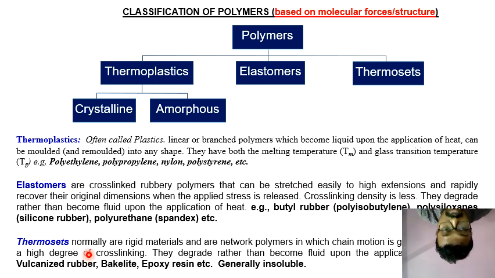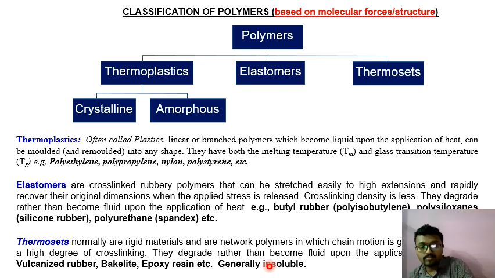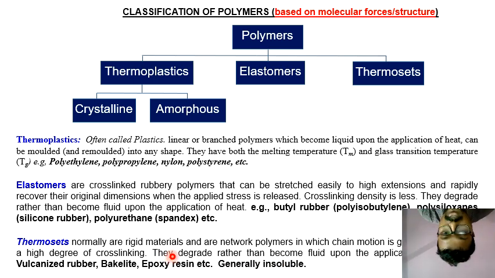And what is thermoset? Thermoset is a rigid material. They are network polymers. Cross-link polymer, when there is more cross-linking, that is called network. So thermoset is a network polymer. When we heat it, it will increase the degree of cross-linking, and rather than becoming liquid on application of heat, it becomes much more insoluble, much more solidified. So we cannot change the shape, we cannot remold it. For example, bakelite, epoxy resin. They are thermoset. They are rigid materials.